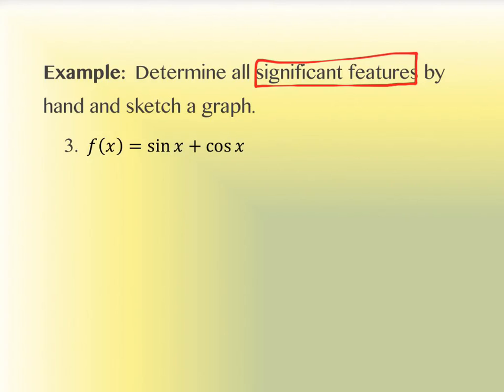Okay, so all of those pieces of information are things that we might need to find. Now, this one doesn't have any asymptotes, but it does have a lot of the other features you mentioned. So we're going to look at finding the x and y intercepts. We'll look at finding the maxes and mins. We'll look at finding inflection points.